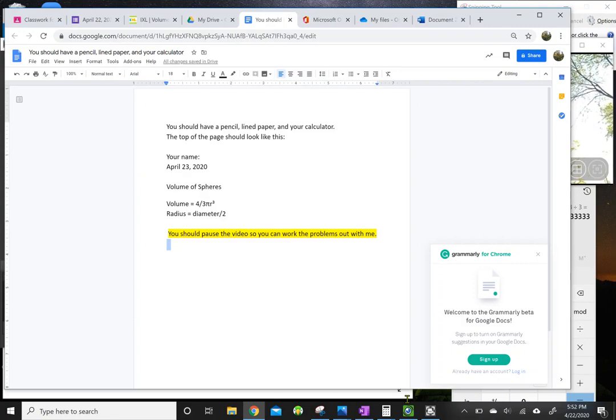The formula is right there. You should have that written as well. And again, just a reminder, pause the video to work problems out with me, okay? The formula right there, like I said, is 4/3 pi times the radius to the third power, okay?